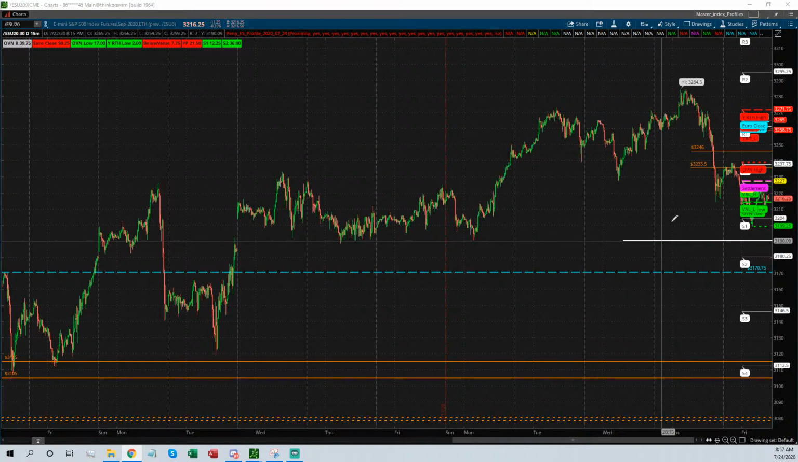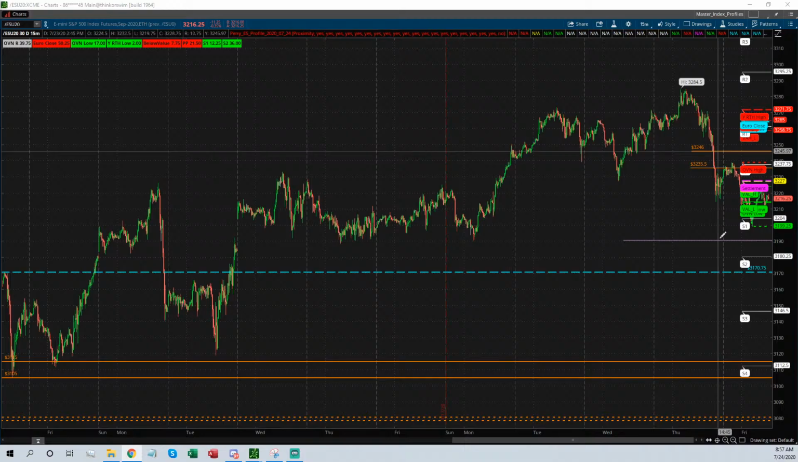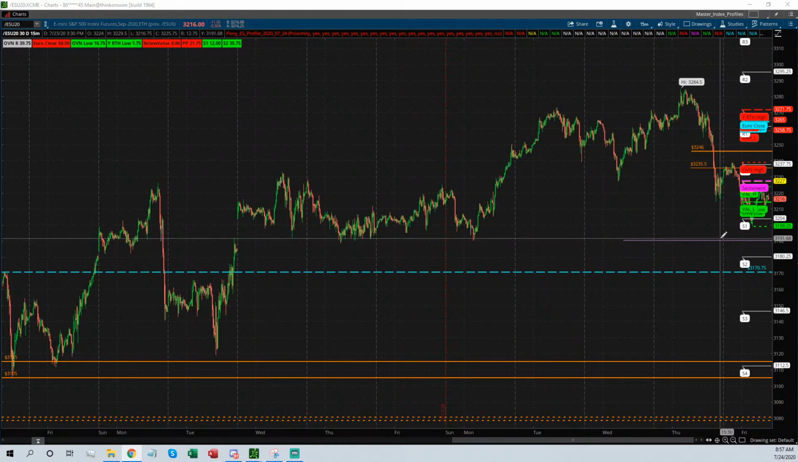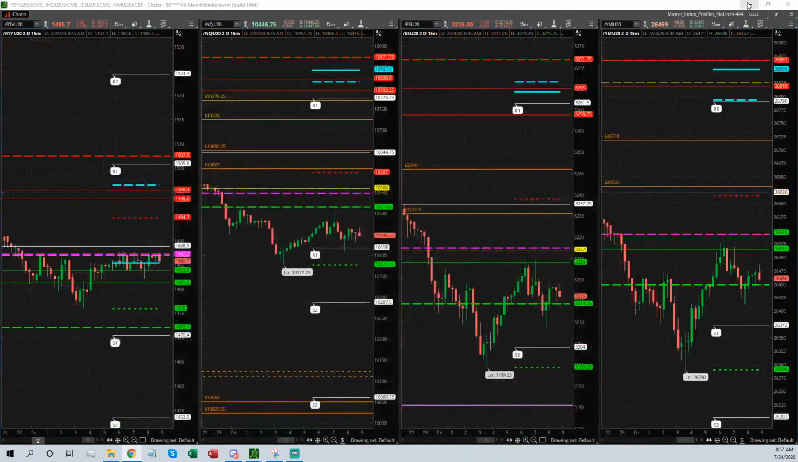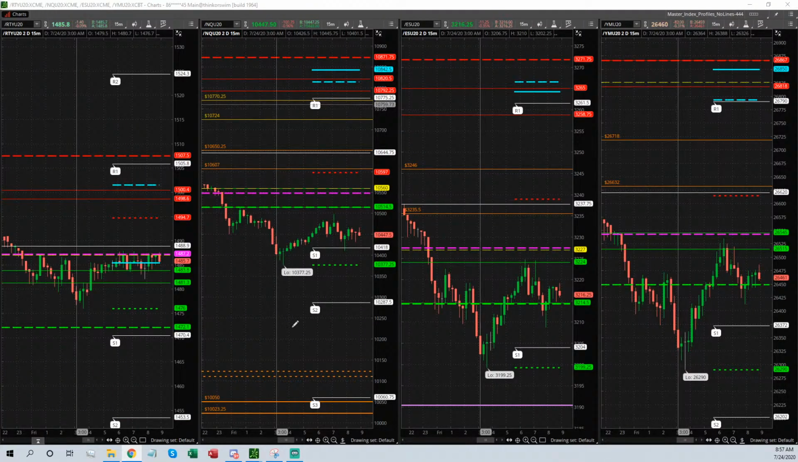So we need to trade below there to fix that, and we need to trade through these single prints or this raceway to correct that from yesterday's inventory. We could potentially get both of these things to happen today. So looking at all the indices, I've got these zones drawn out here in the block.